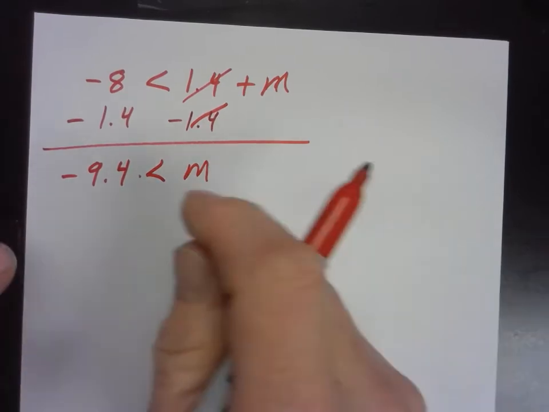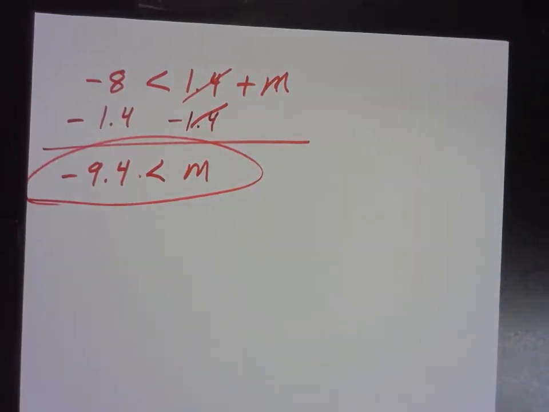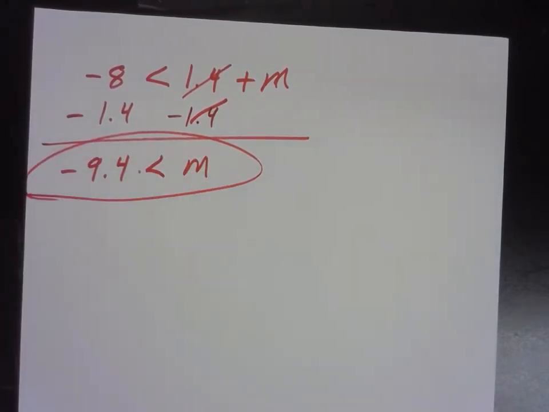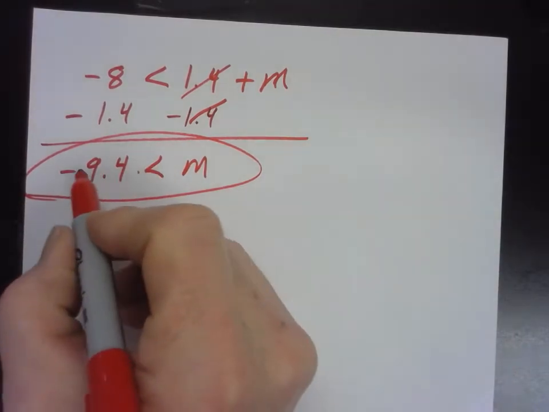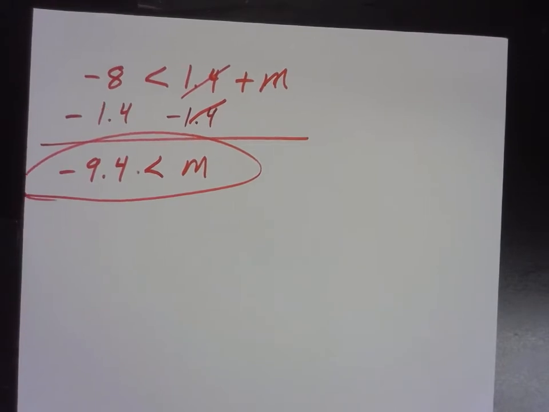Okay, now tell me about this. You want to read that to me? What does it say? Negative. Don't start with negative. What's the important thing? What are we comparing? The m. Start with the m. What is m? M is greater than negative 9.4. There you go. Now, how the heck do you graph that?